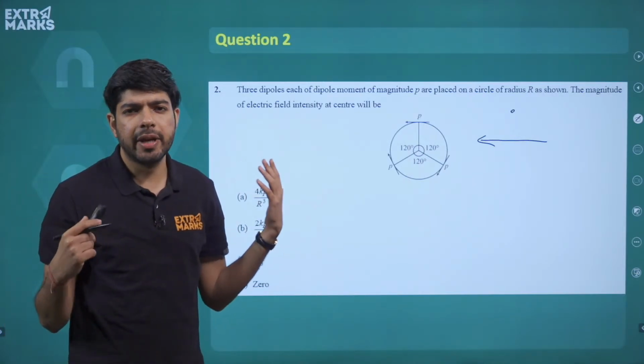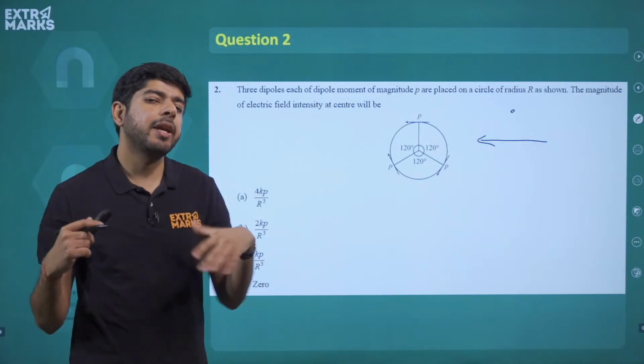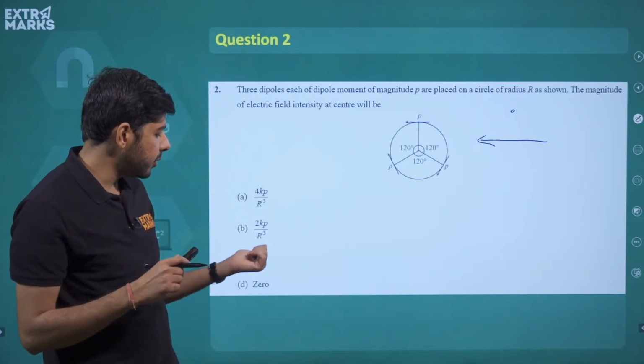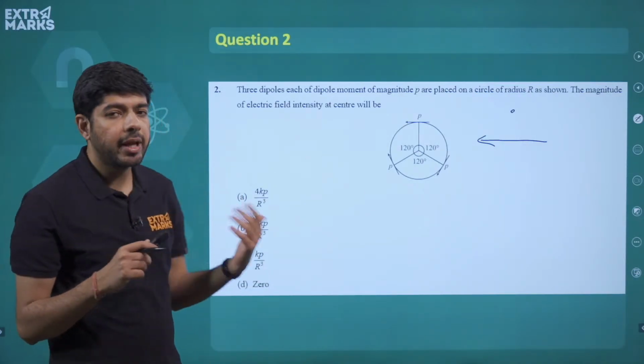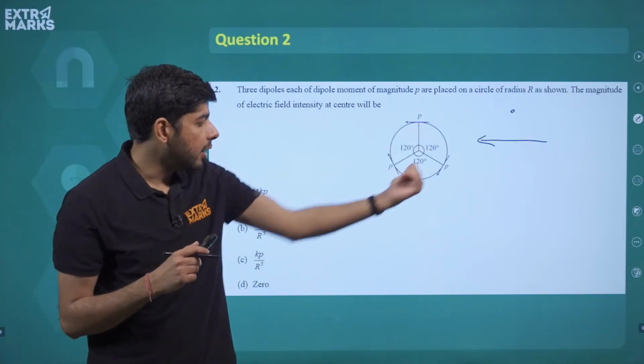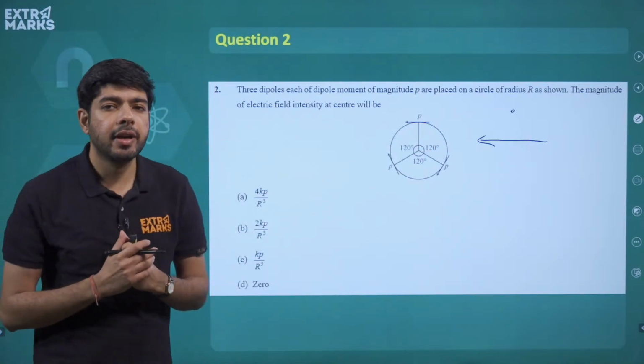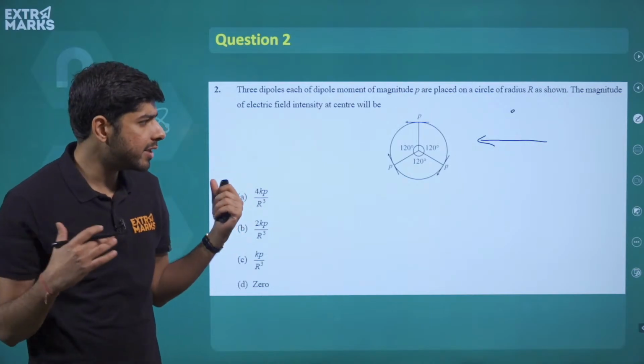What is the electric field at the equatorial point? Kp by r cube, right? So basically, the magnitude due to 1 is Kp by r cube. But here we have 3, as you can see. So what is going to be the combined effect? That is the question.